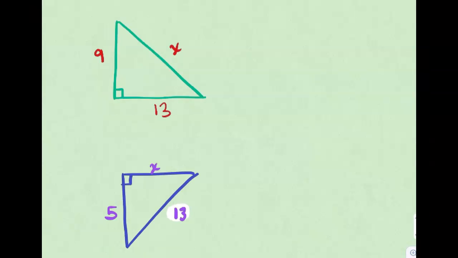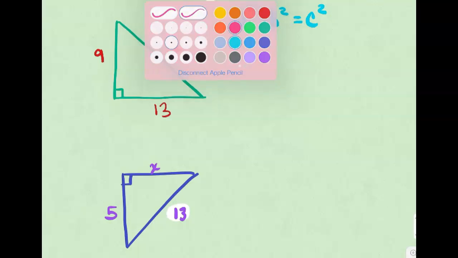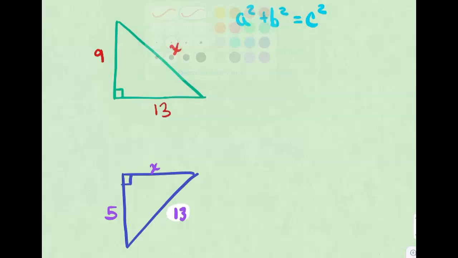Hi everyone, Miss Val is here. So for these last two questions, we're actually going to review with you the Pythagorean theorem, which you might have learned in the past. It's this little formula, a squared plus b squared equals c squared. Now, what you have to know before you plug in any numbers is c in this formula is what is known as our hypotenuse. So this is our hypotenuse.